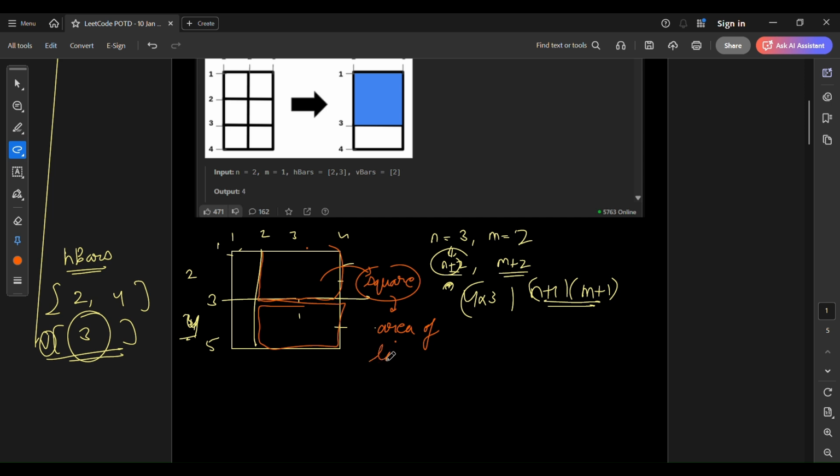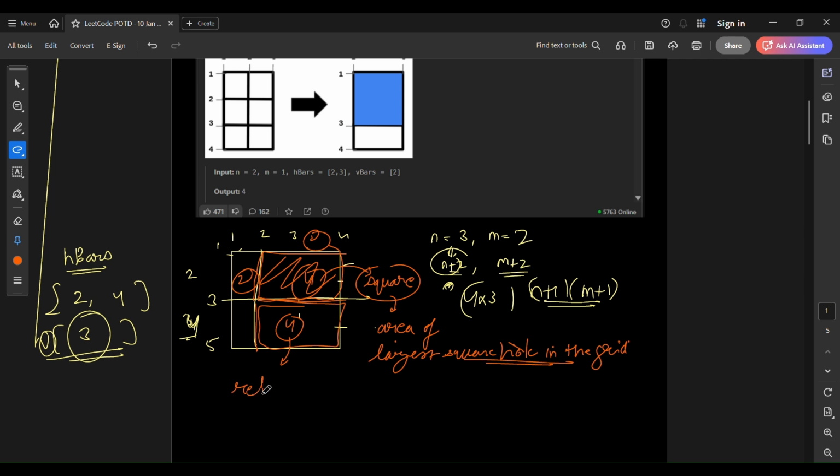The area of the largest square hole in the grid. It's simple. I think you have understood this question right now. If you see this side is of length 2, this side of length 2, so we can say that this area is 4, and again this side is 4 and this side is 4, and we can see that this area is 4 again, and this is the maximum area. Is it visible? It is visible very simply. So we will return our answer as 4.